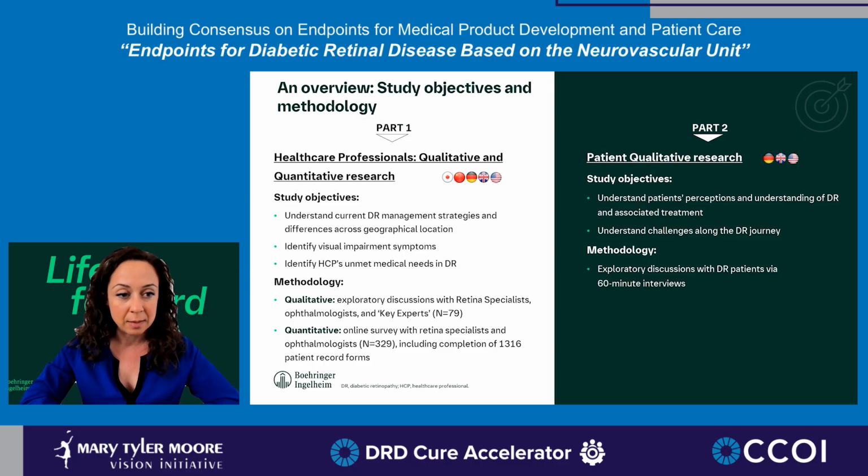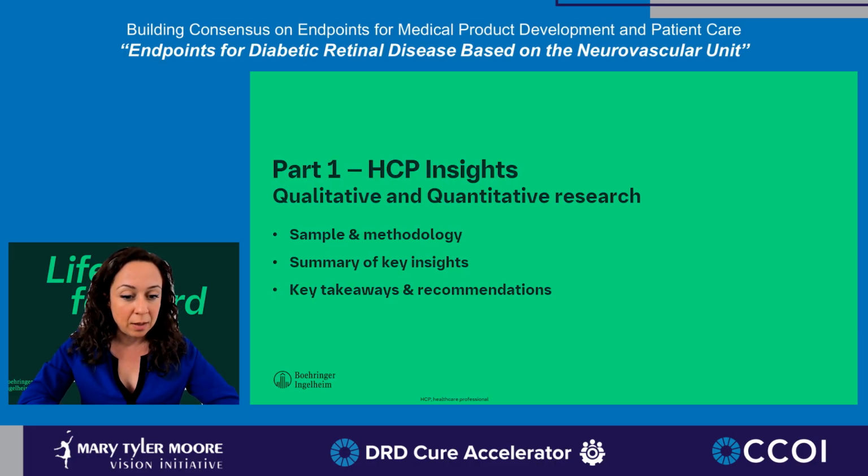It was done in 2 parts. Part 1 was surveying healthcare professionals, so treating physicians, that actually manage diabetic retinopathy. There are 2 parts to this first section, a qualitative part with long interviews and a quantitative part with a bigger number of retinal specialists surveyed through online methodology. And then part 2 was a patient qualitative research where we try to understand patient perceptions and their understanding of diabetic retinopathy, as well as the challenges that they face. So let's start with part 1 and a bit more on the methodology of the research.